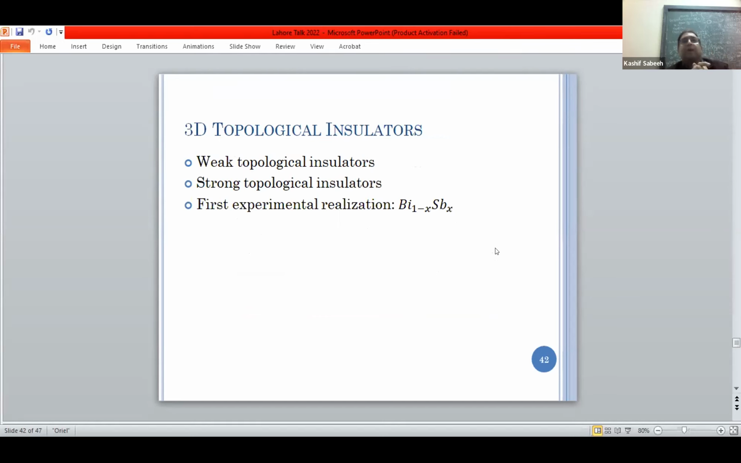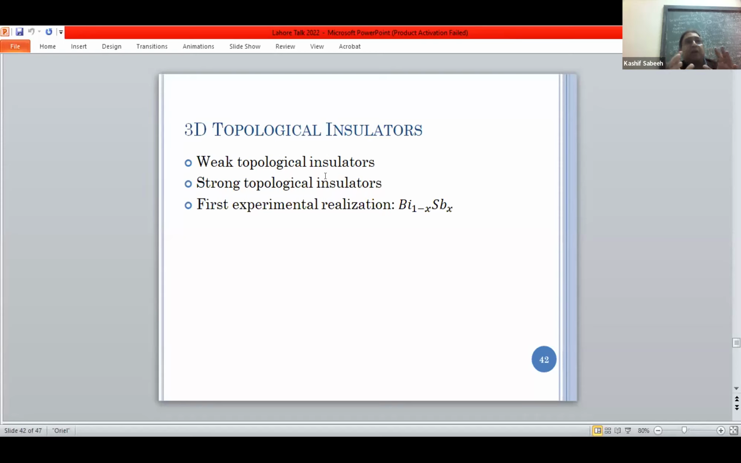Another question was, can we have topological insulators in dimensions higher than 2? Yes, there were theoretical proposals, and then there were realizations. There are two types of 3D topological insulators. One of them is known as weak topological insulators, which are essentially stacks of 2D topological insulators. And then you have strong topological insulators, three-dimensional topological systems.